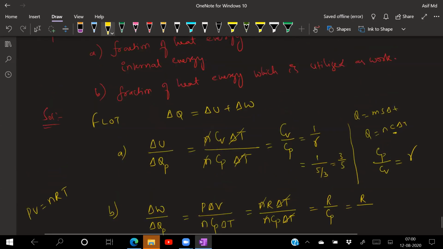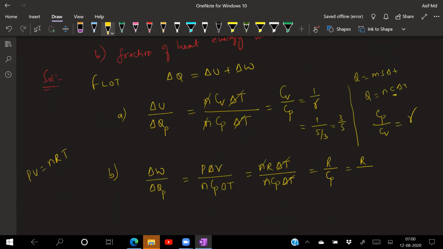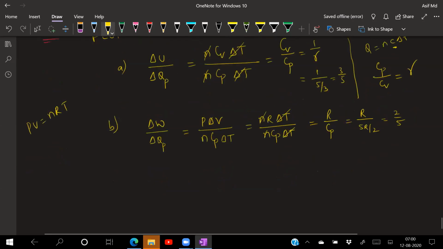Monoatomic. Cp is 5R by 2. So that is equal to 2 by 5. Okay? 1.4.